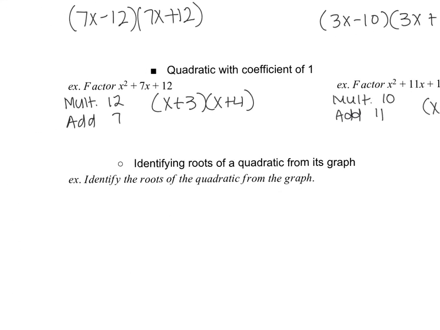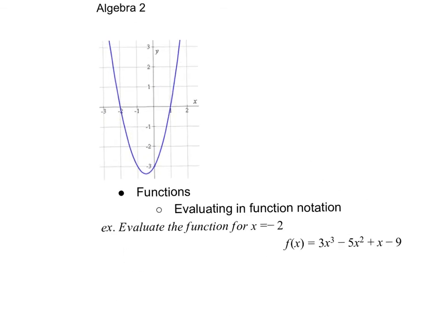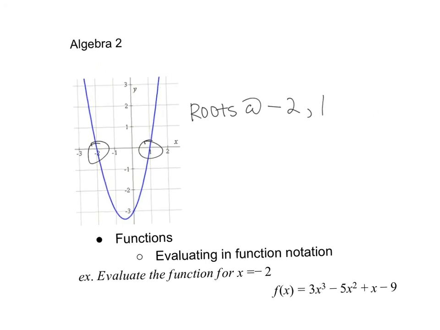The next thing we're going to do is identify the roots, also known as the x-intercepts of a quadratic from its graph. So if I'm looking at this graph and I want to identify the roots, I look for the x-intercepts. So in this case, the roots are at -2 and 1. Those are my x-intercepts. So it's pretty easy to identify the roots of a quadratic from its graph. You just look for the x-intercepts. So if you were given an equation, you would type it in Desmos and figure out based on the graph where the x-intercepts are. Okay.